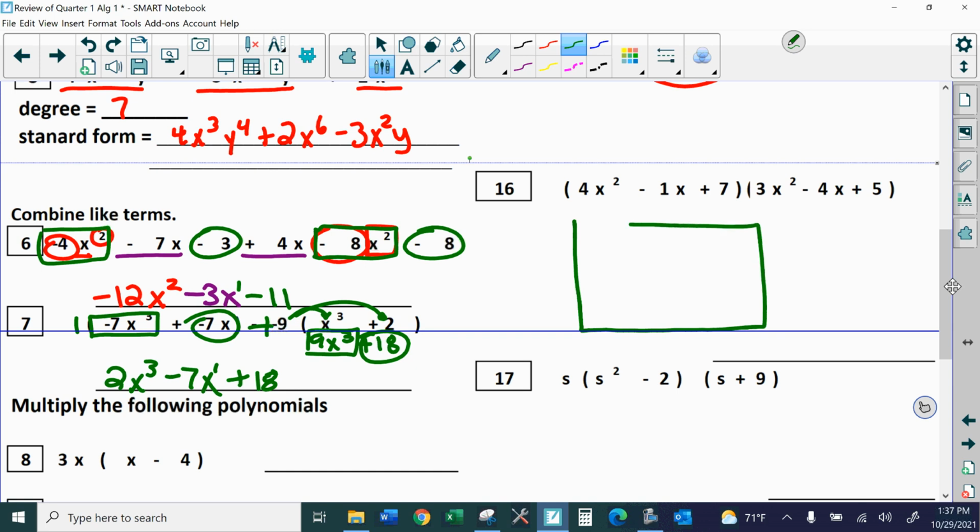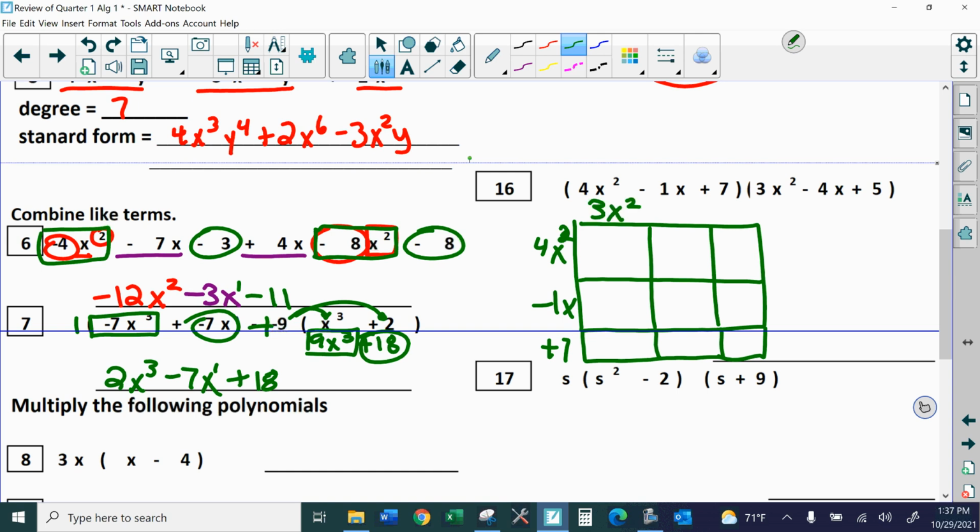Draw yourself a box. It's got to be a little bigger because I have 3 terms this time. Okay. Oops. Get the third box in here. 3 by 3. 4x squared minus 1x and a plus 7. It doesn't matter if I put this on the vertical side or the horizontal. I just put the other one on the other one. So now I have 3x squared minus 4x plus 5. And then I go ahead and multiply row by column.